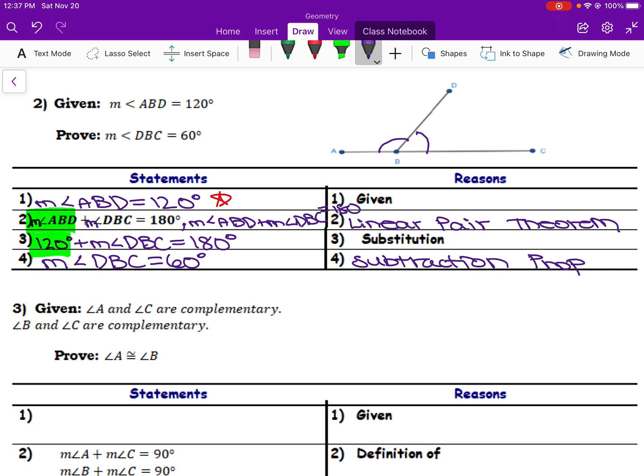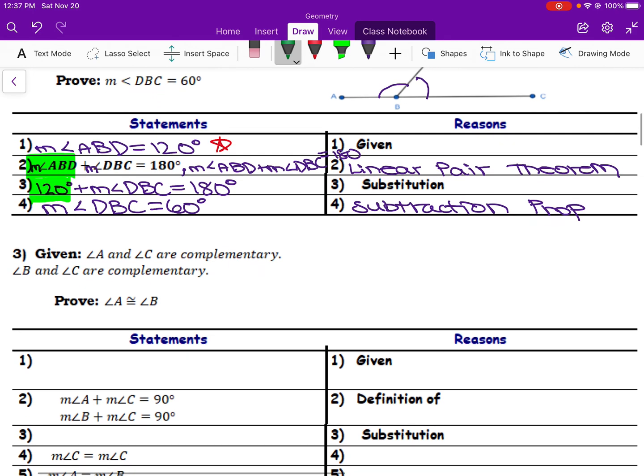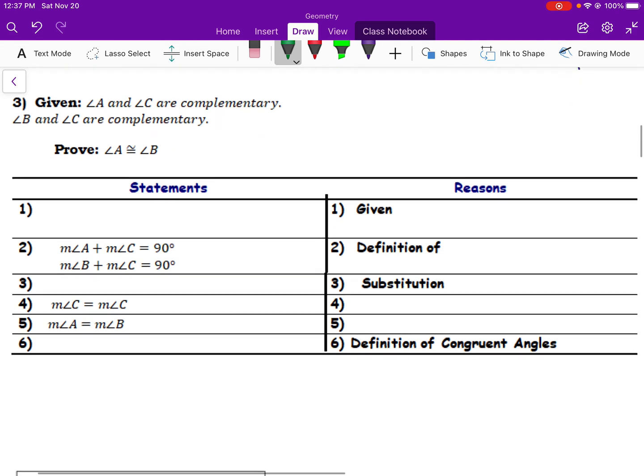So again, make sure that you're adding that little "measure of," because anytime we're summing measurements, it should specify that it's the measure. It's not the angle itself that you can add. You have to add the measures. So just make sure you have that added there.